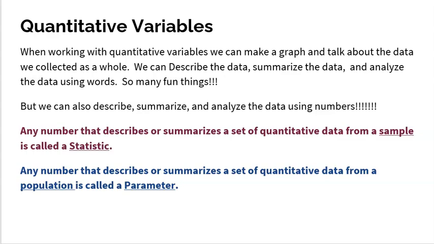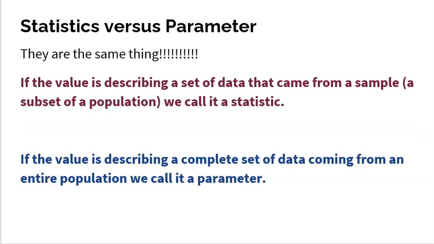Any number that describes or summarizes a set of quantitative data from a sample is called a statistic. Any number that describes or summarizes a set of quantitative data from a population is called a parameter. Let's talk about that a little bit more. Statistics versus parameters. For all intents and purposes, they really are the exact same thing.